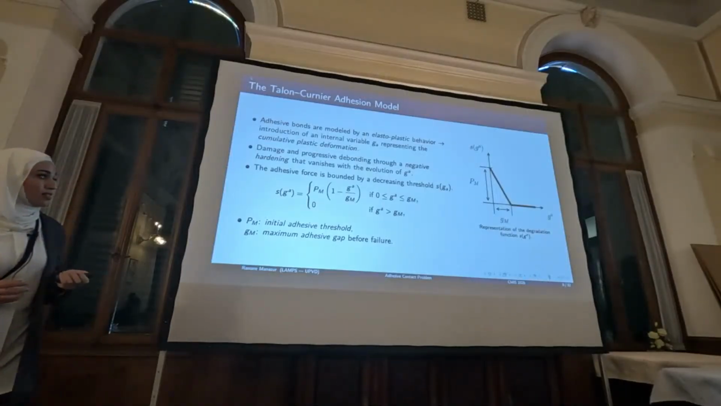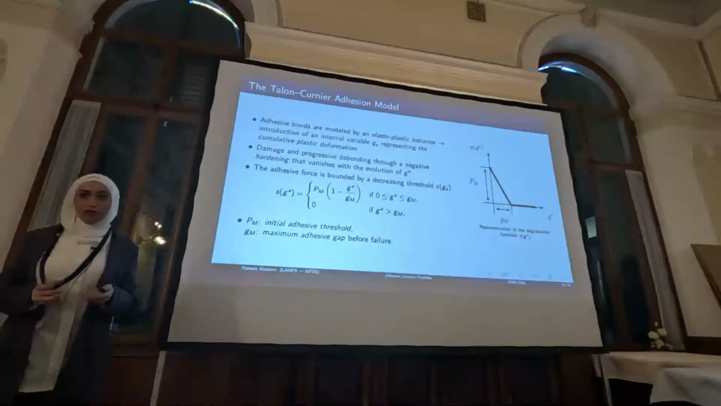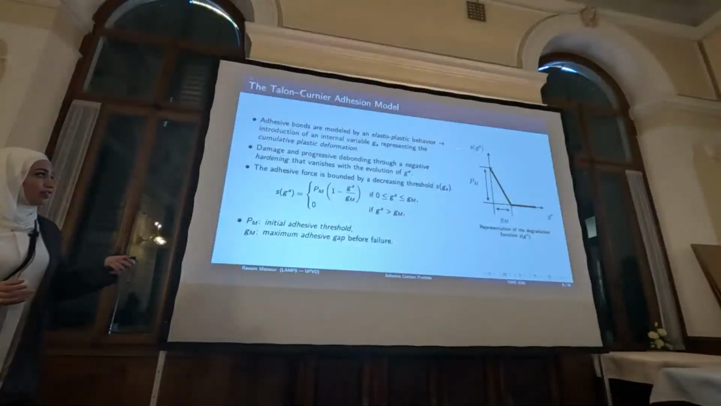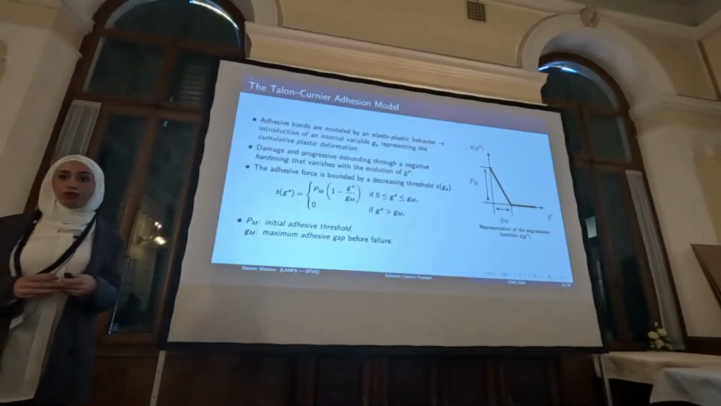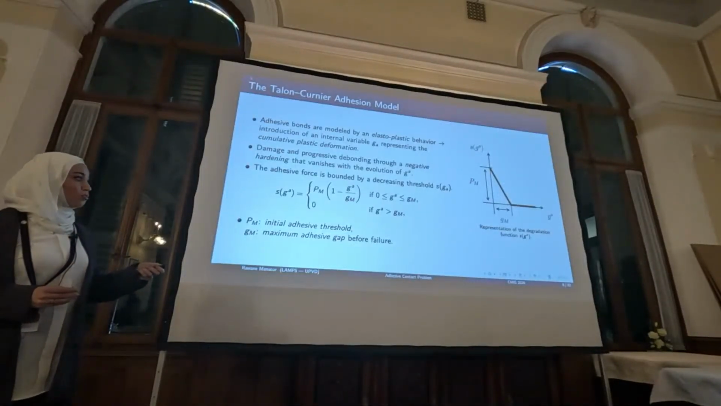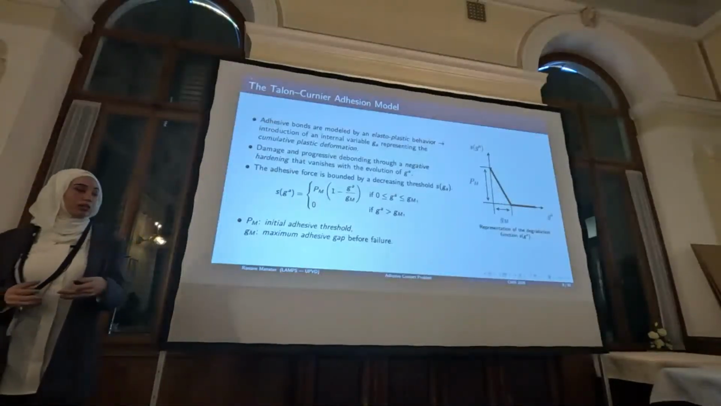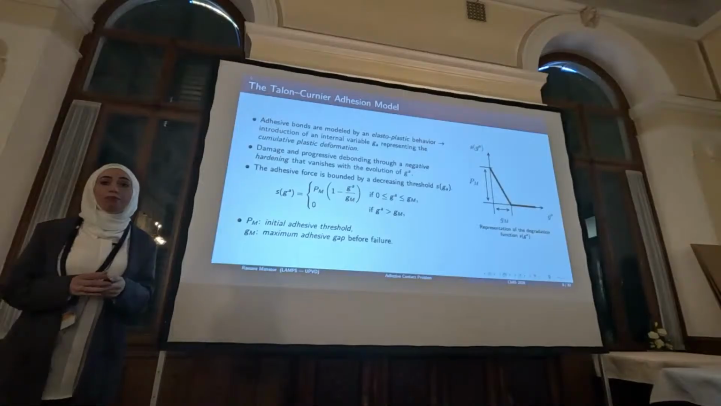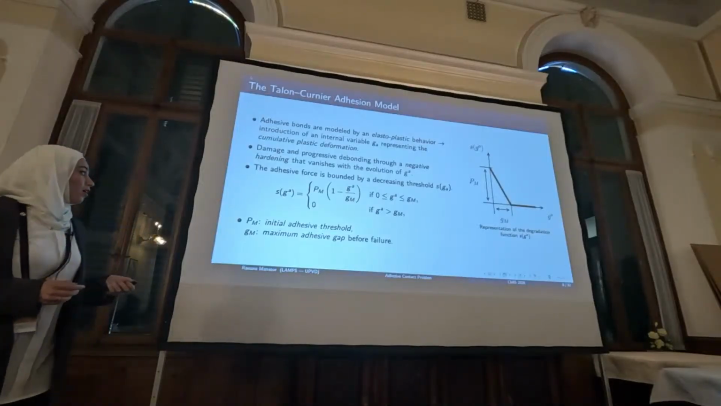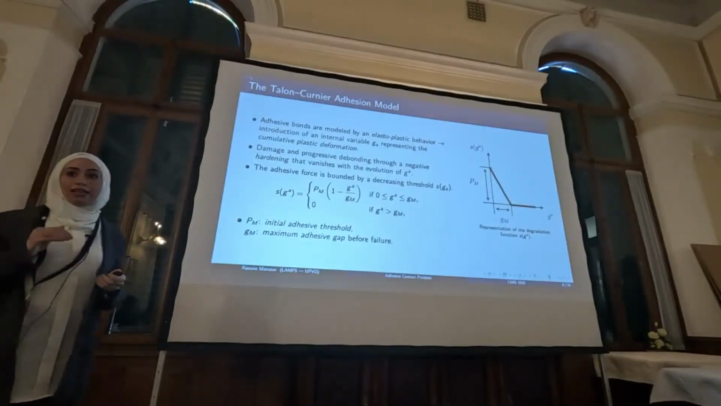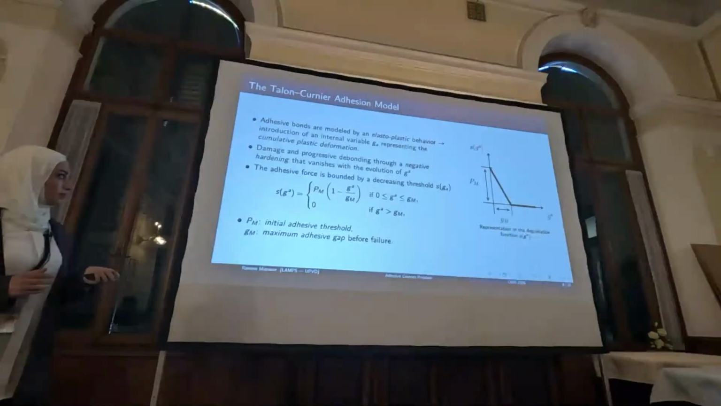The adhesive force is bounded by a decreasing threshold S, this function representing the gradual loss of bond strength. This function vanishes when the separation GM is reached, corresponding to the maximum separation distance before total rupture. Here PM represents the initial adhesive threshold.